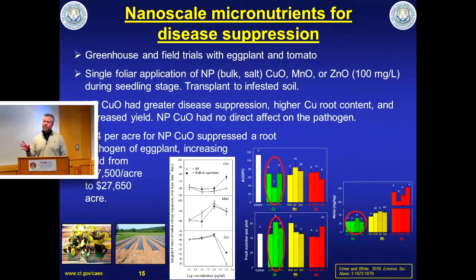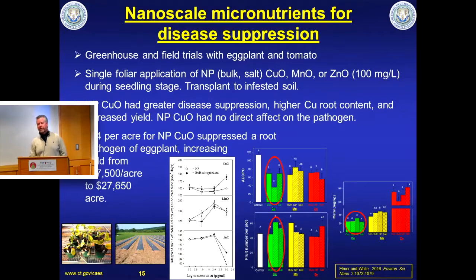Our experiment was actually of a quarter of an acre, so we multiplied by four, but we figured we spent $44 for an acre's worth of copper oxide nanoparticles, and we increased the yield of eggplant, the fruit that's produced, at market value from about $17,500 to $27,650. So a $44 investment for a nutrient, and we got that much increase in yield. So we took that to USDA, and they funded our project a year ago.